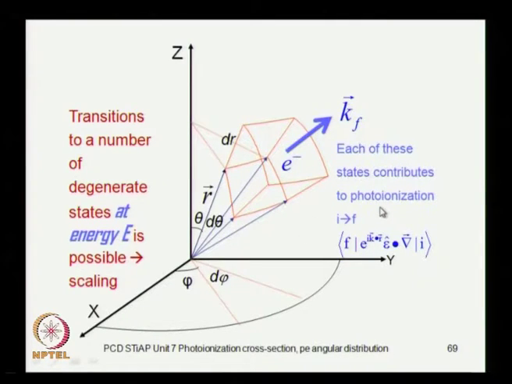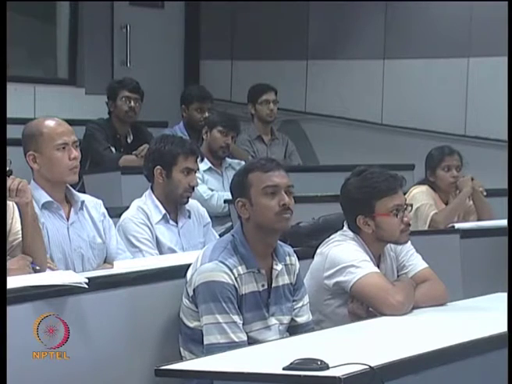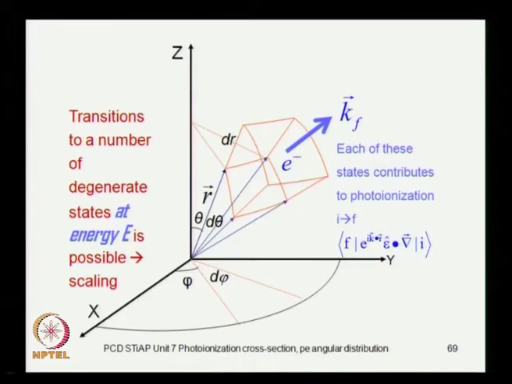There will be scaling, because if there are additional states at the same energy where photo ejection in the same direction can take place, then you will have to augment the expression for the differential cross section by the number of states which are available. So, we have to figure out a mechanism to estimate this number of additional states, so that we get the correct scaling factor.